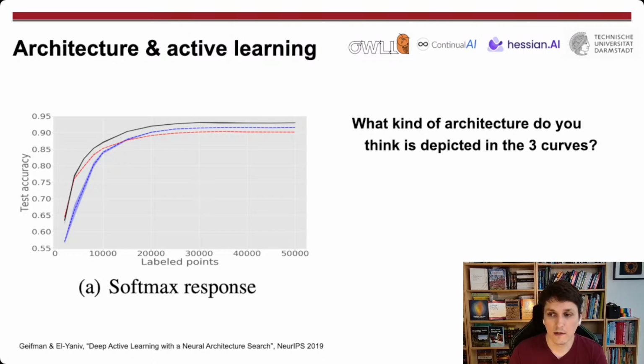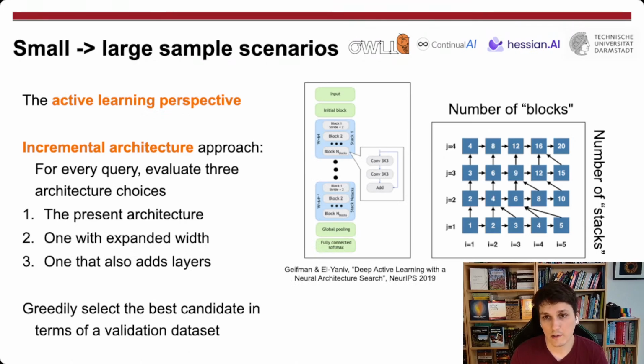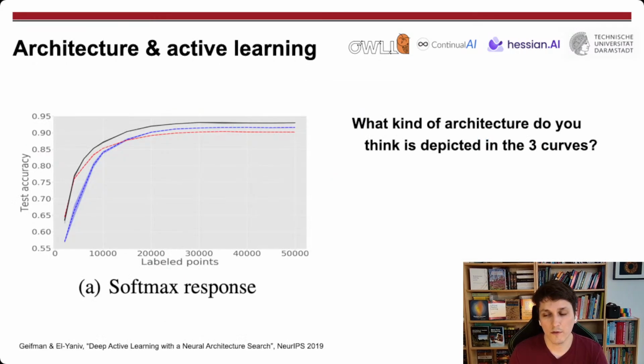So naturally, one of these curves is going to be this incremental architecture approach that we've had on this slide, where at each point in time, you greedily make a choice whether or not to expand the architecture. But the other two lines also represent something different. And the question, of course, for you would be: first of all, which of these lines is the incremental architecture approach? And what do the other two lines represent?